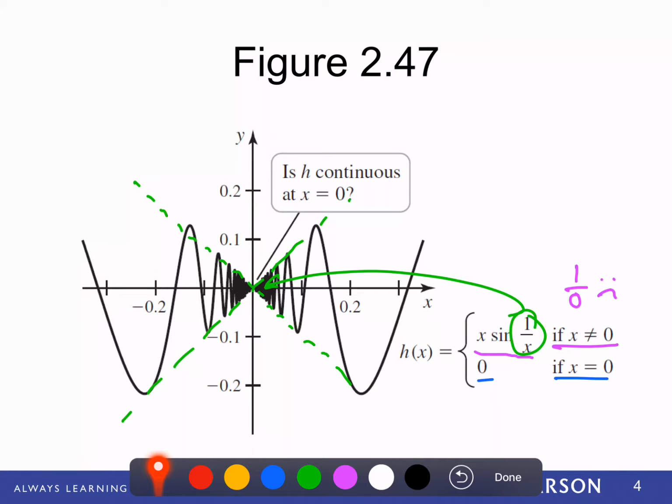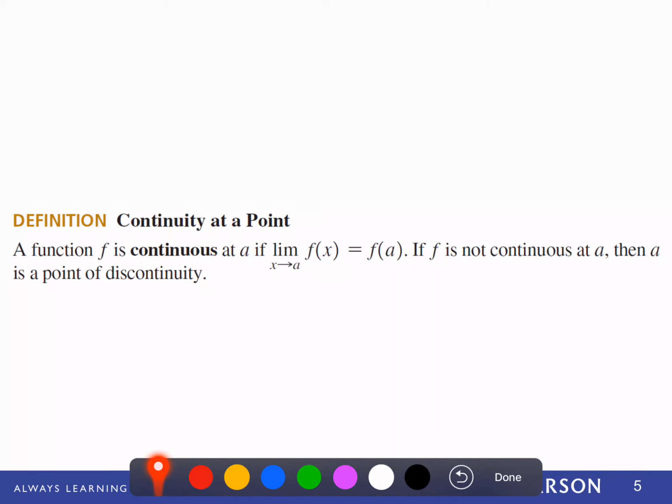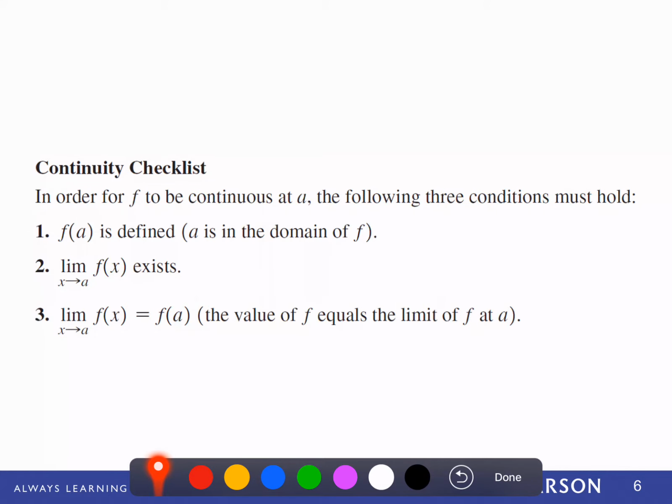We need the definition though, and here's the definition we're going to use. A function f is continuous at a if the limit as x approaches a of f of x equals f of a. If f is not continuous at a, then a is said to be a point of discontinuity. So let's break this down with the next slide. For the function to be continuous at a, we need three things to happen. We really only need step 3. We only need the thing that was mentioned in the previous slide. But for this to be true, I need both this to exist and this to exist.